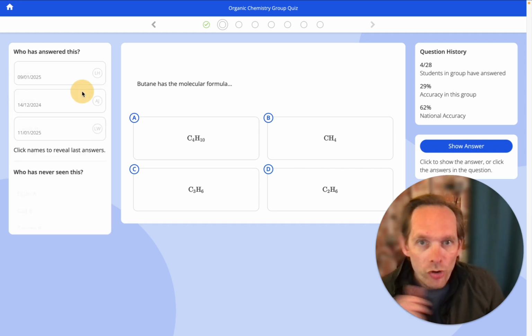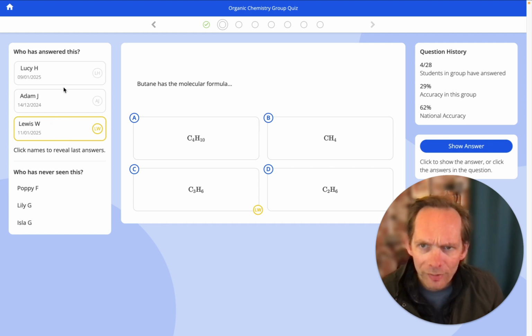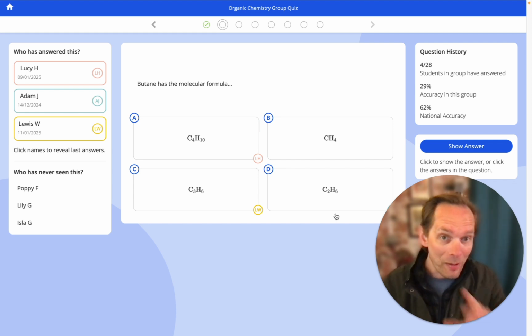Now let's see who's been answering this, because 4 students have had a go. Their accuracy has been quite low. Well, someone's gone for propane there. Someone's got it right there. Their name's behind there. So it's a mix of answers.